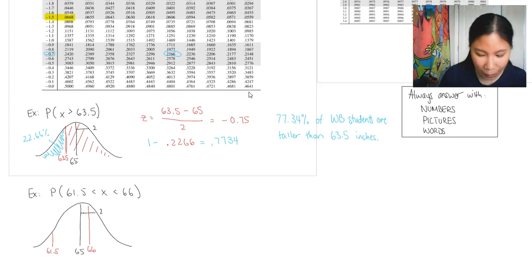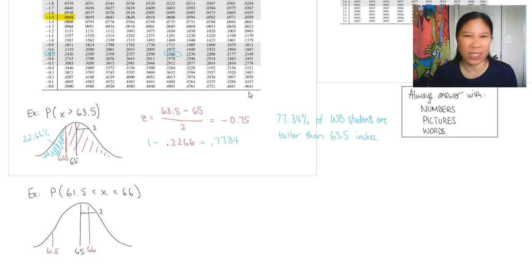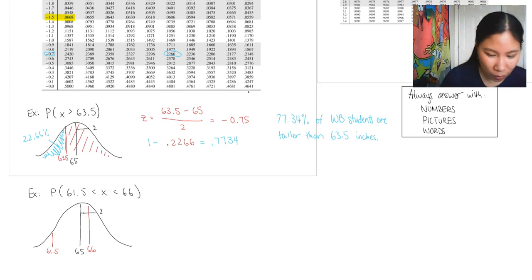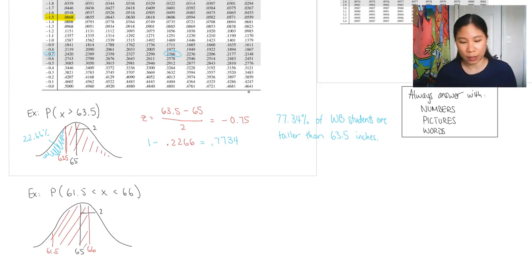So here's my picture. I have the mean labeled, standard deviation labeled, and then my 61.5 and 66 generally in the right spot. It doesn't have to be exact. We just want to make sure we see visually where we're shading. So we were saying that it's going to be in between, everything in between 61.5 and 66.